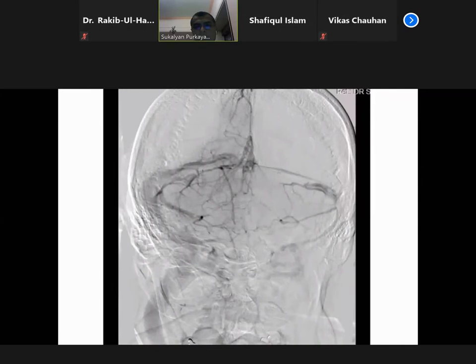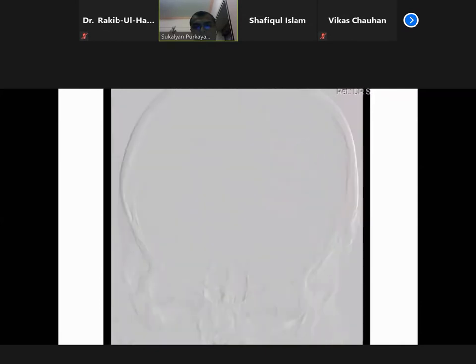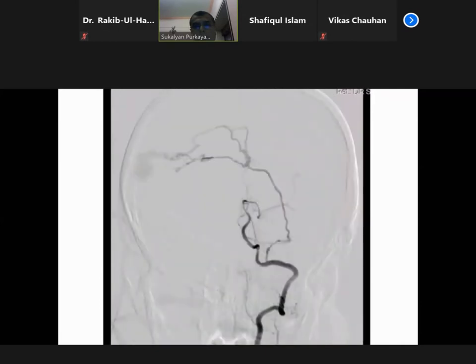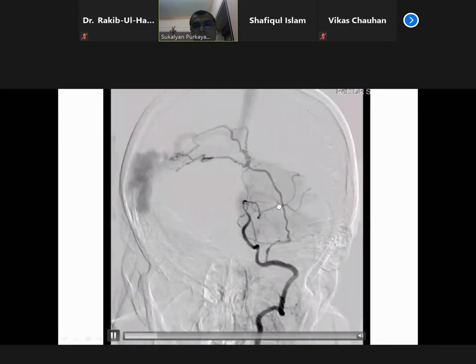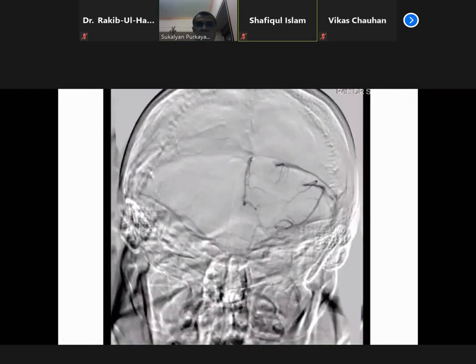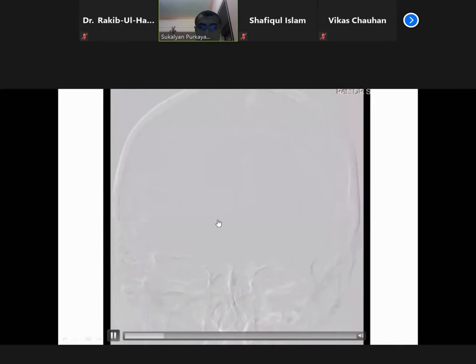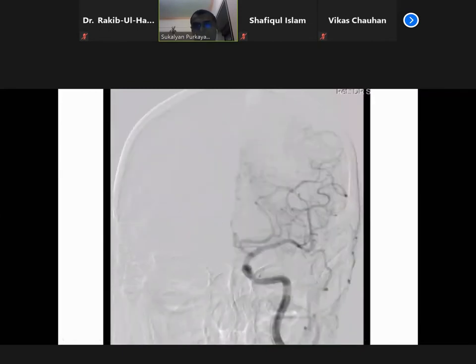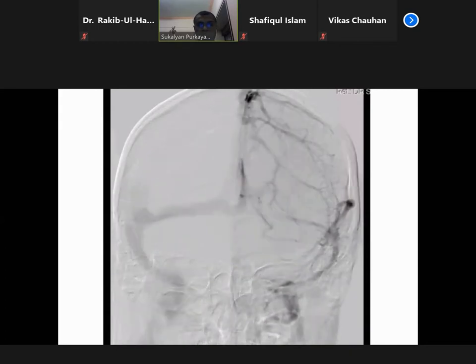Now you can see how the dural branches of the vertebral artery are crossing to the opposite side and draining the fistula. But the point to be noted here is that the site of the fistula is one. Okay, so if you deal with that particular area of the vein.